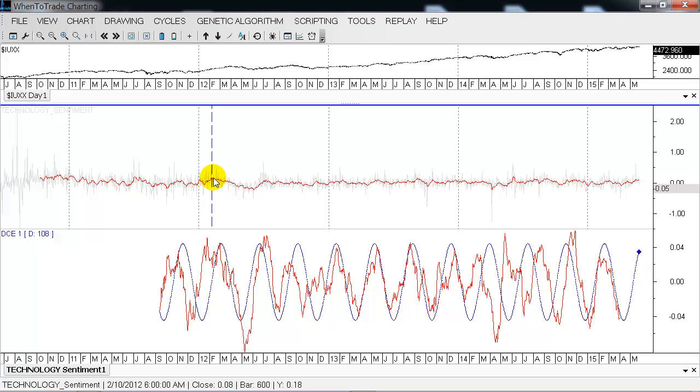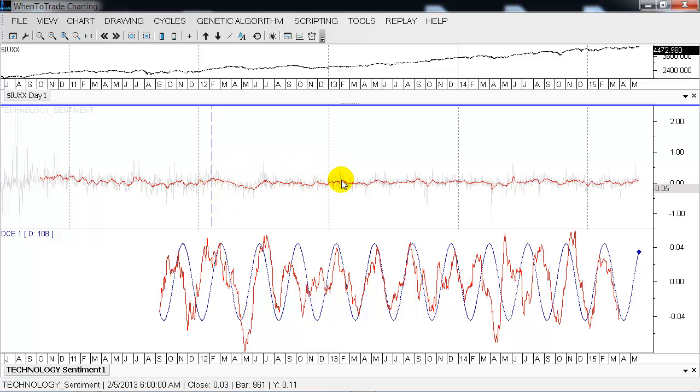Let's now review how this cycle analysis would have guided us through the years 2013 and 2014. So let's review the last 2 years by not changing anything on the indicator here. To do that, we will go back into the past. We will give it 1 year of data for analysis.